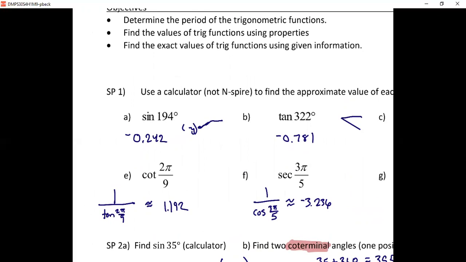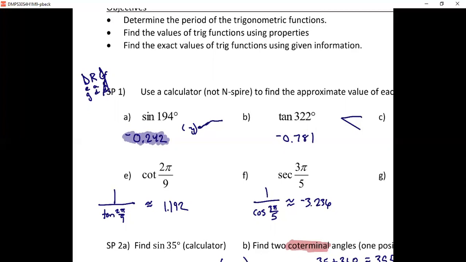As you're using the calculator, you're going to find that all calculators have a button that talks about degrees, radians, and gradients. Usually you'll see it as DRG, where the D stands for degrees, the R stands for radians, and the G stands for gradients. We are not going to be using gradients at all. We're going to be focusing primarily on degrees and radians. So when it comes to degrees, sine of 194 degrees, if you type it in your calculator, we always round to 3 decimal places. We get negative 0.242.